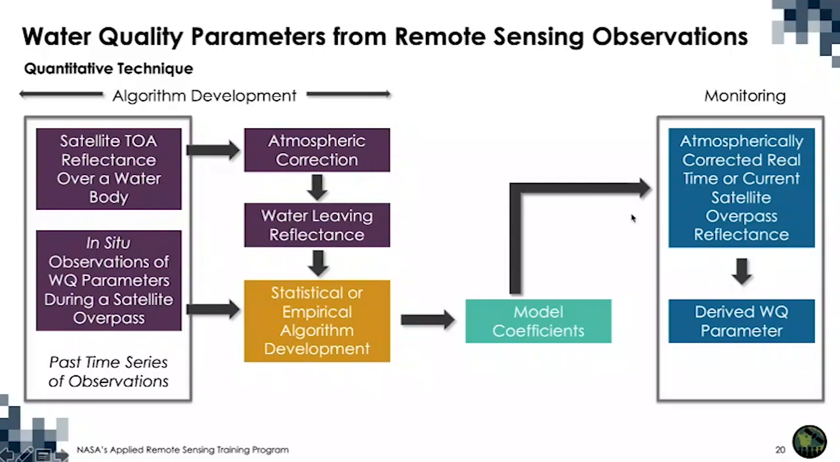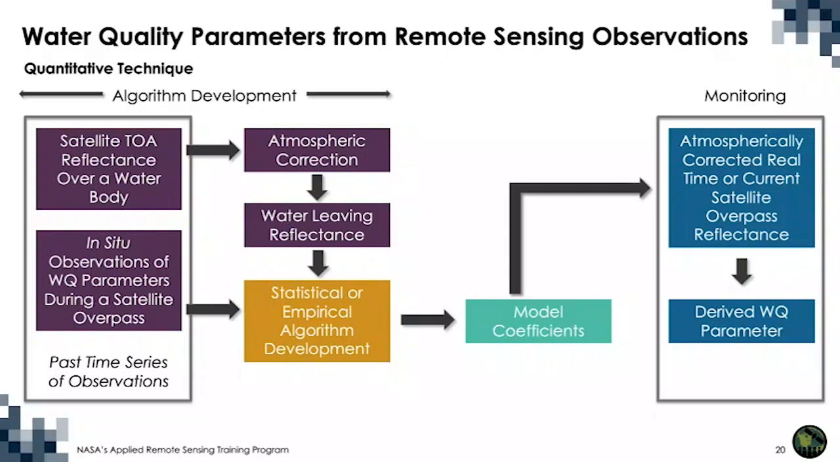And in real time, when a satellite overpasses a water body, the top of atmosphere radiances are atmospherically corrected to get water-leaving surface reflectances, and then using the model, these water quality parameters are derived quantitatively. So this is the general way remote sensing is used for deriving water quality parameters. The NASA Ocean Biology Group developed such models for various satellite sensors based on in-situ data from SeaDAS.